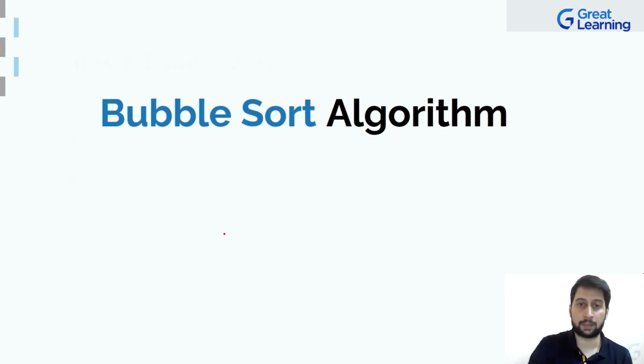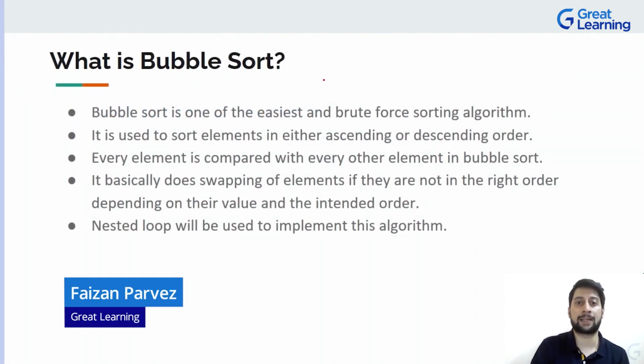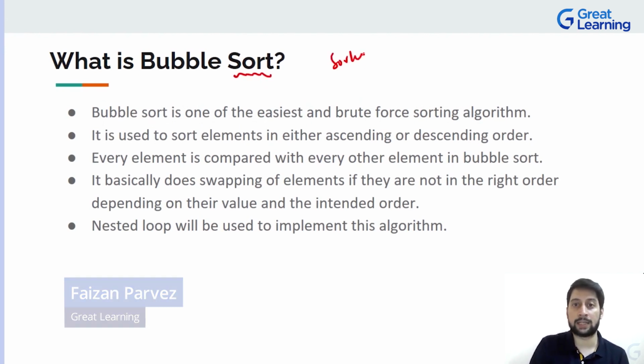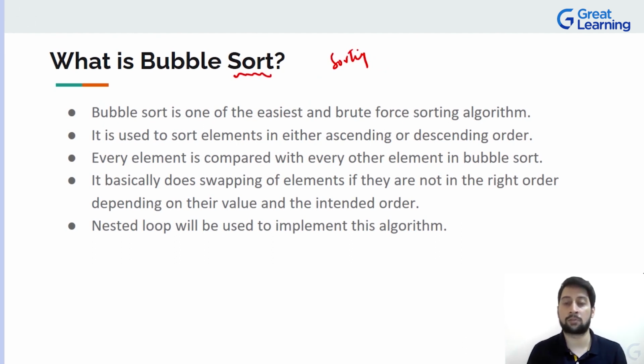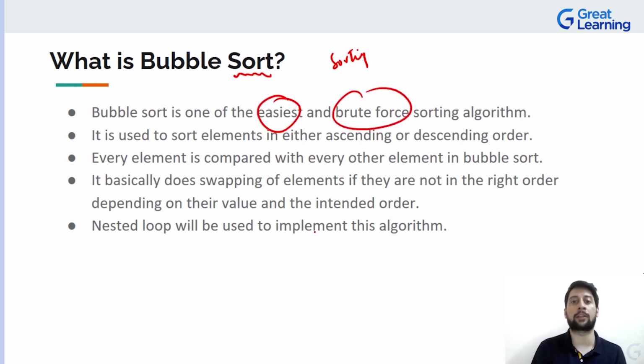Bubble sort algorithm. Now let's try to understand what bubble sort is. Before we understand that, let's try to understand the word sorting. Sorting is nothing but arranging your numbers, or a set of students with respect to their roll numbers. You're trying to sort them either in ascending order or in descending order, right? It is one of the easiest and one of the brute force sorting algorithms. Now, easiest is self-explanatory, but what do we mean by brute force?